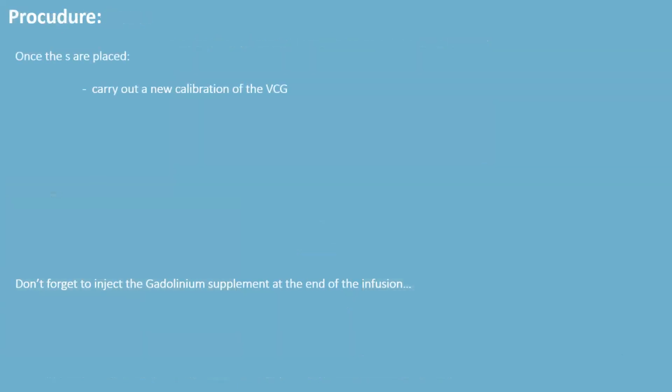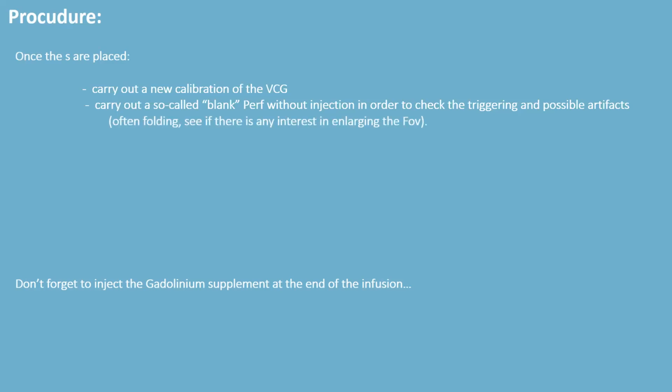For the procedure, once the slices are placed, carry out a new calibration, of course. Take the info tab, which has the calibration of the VCG. It's very important each time. Carry out a so-called blank perf without the injection in order to check the triggering and the possible unfolding artifact. See if there is an interest in enlarging the FOV by a maximum to 400 or 350.